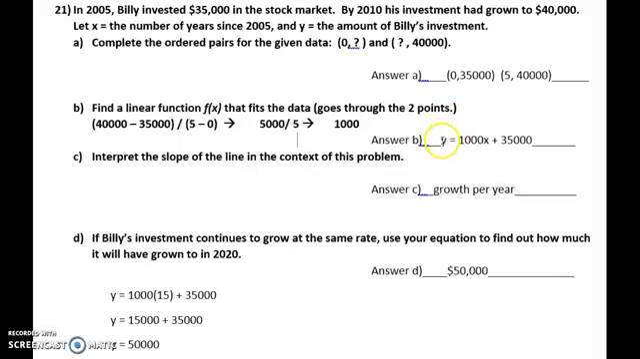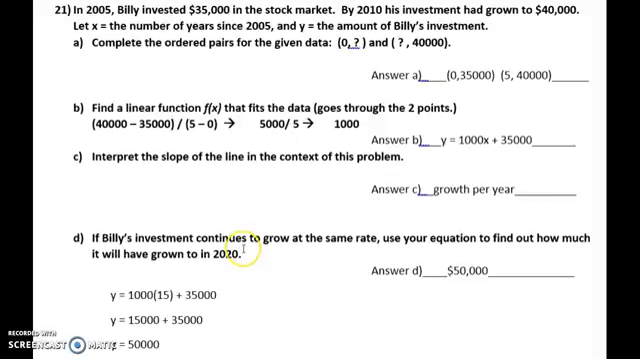So y equals mx plus b. Y equals 1,000x plus, and then b is the y-intercept, the value when x equals 0. So we have that already. Y equals mx plus b. We get that for our function. Interpret the slope in the context of this problem. The slope is growth per year, how much your money goes up each year.